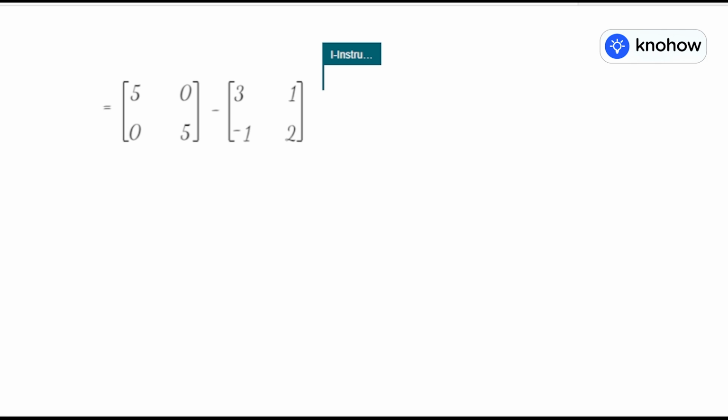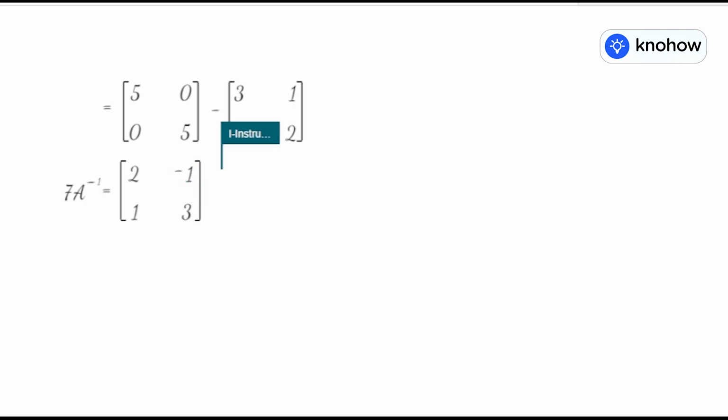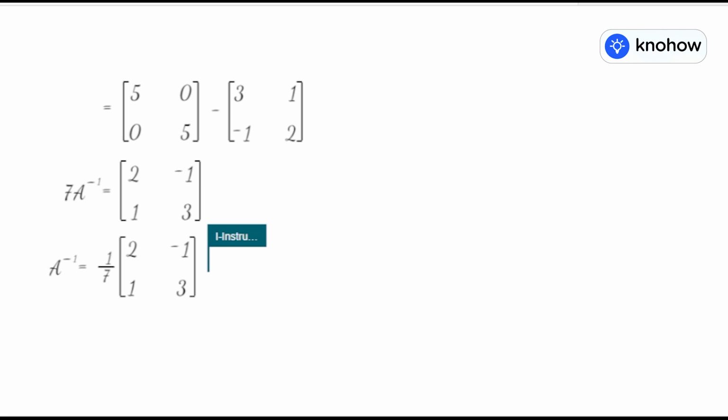So we get 7 times A inverse, subtracting the corresponding elements, you get 2, 0 minus 1 is minus 1, 0 minus minus 1 will be plus 1, and 5 minus 2 is 3. So this is 7 times A inverse. So what is the value of A inverse? Divided by 7, it is 1 by 7 times the matrix 2, minus 1, 1, 3. So this is the required value of A inverse using the result which we proved in 1.